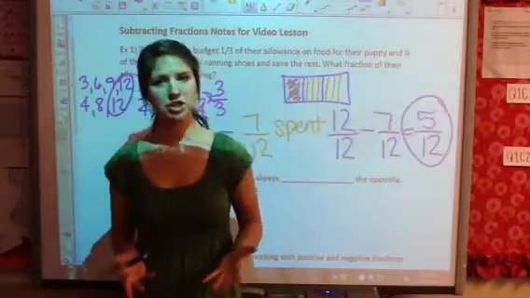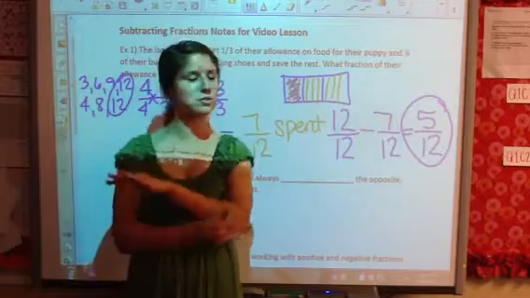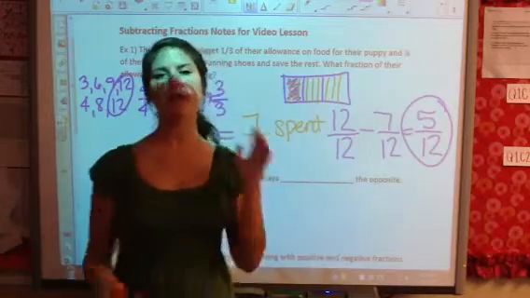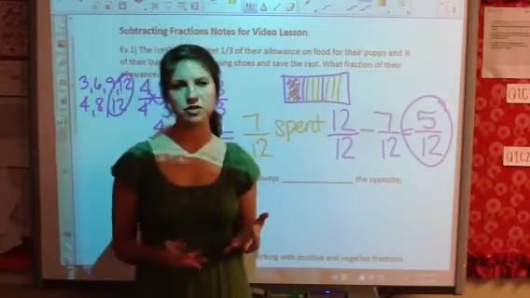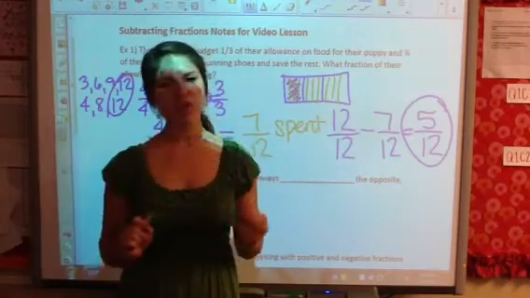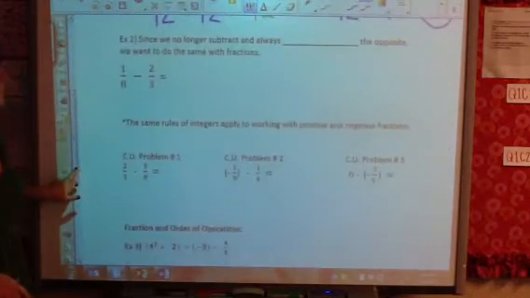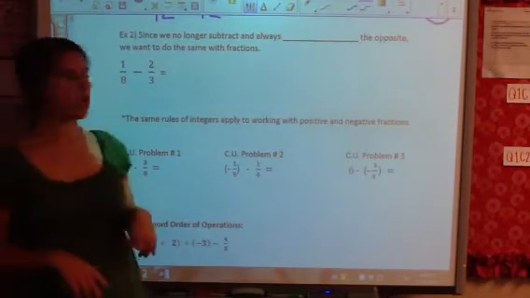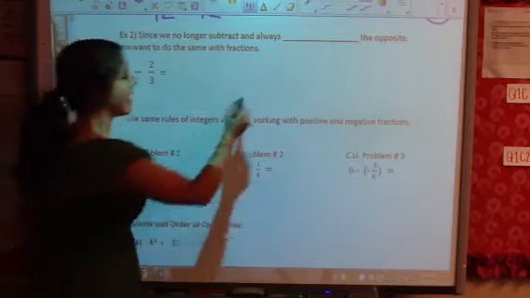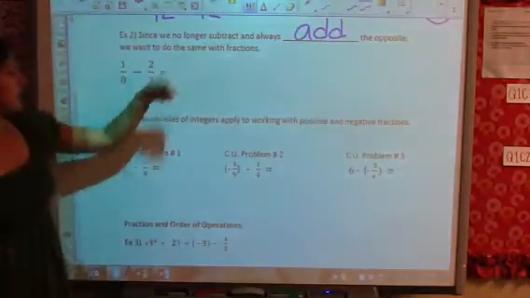Now, we know subtraction doesn't exist. We live in a subtraction-free zone. Well, not live, but our classrooms are subtraction-free zones. Now we're going to add the opposite, because I want you to get used to that. Anytime you see a negative, don't be scared, know that you're not subtracting, you're going to add the opposite. So, here's example number 2. Since we no longer subtract and always add the opposite, we want to do the same with fractions.